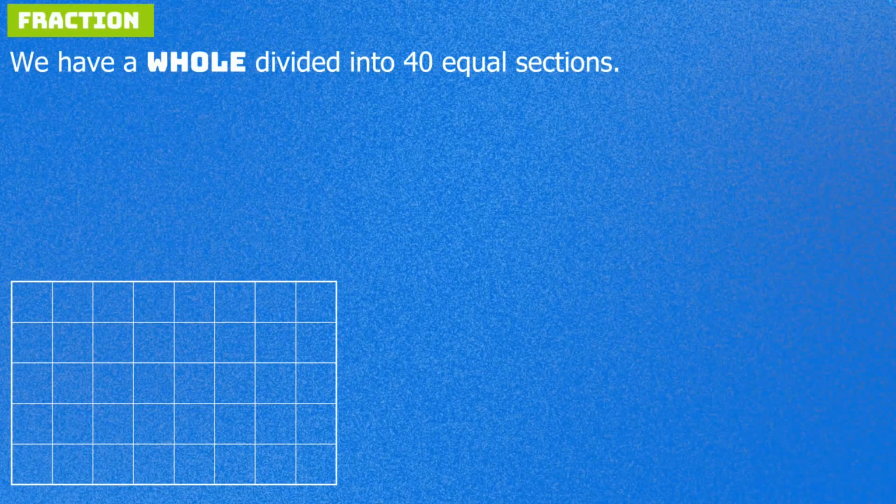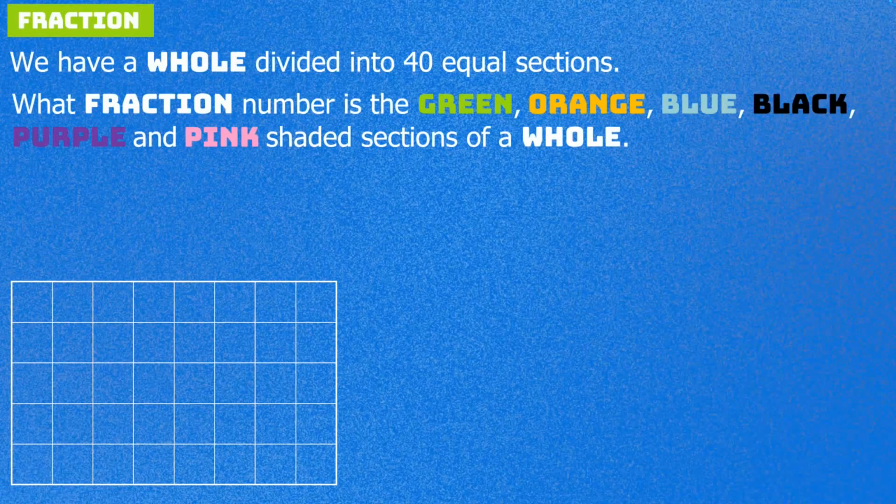We have one whole divided into 40 equal sections. What fraction is the green, orange, blue, black, purple, and pink shaded sections of a whole?